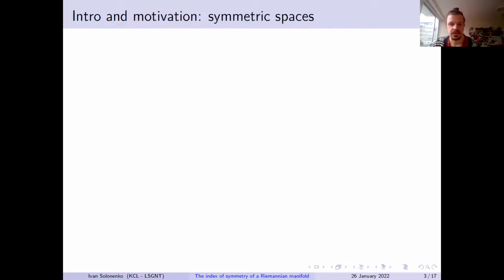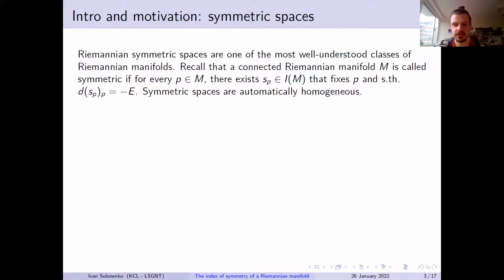Okay, so here's the intro and motivation. Basically, it's all about symmetric spaces. So let me remind that the Riemannian symmetric spaces are one of the most well understood classes of Riemannian manifolds, because they can be studied extensively in terms of Lie theory and Lie algebras. So they were classified by Cartan in something like 1926.